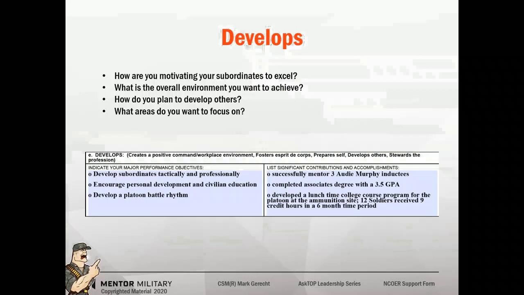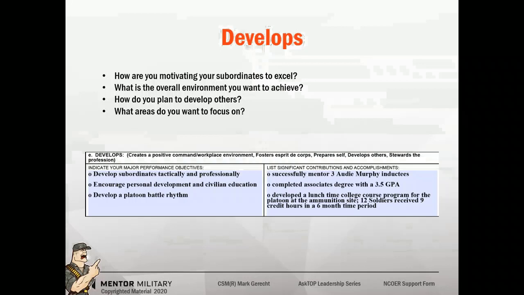So in my world, I wrote develop subordinates tactically and professionally, encourage personal development and civilian education, develop a platoon battle rhythm. Okay, so we successfully mentored 3 Audie Murphy inductees, completed associate's degree with 3.5 GPA, developed a lunchtime college course program for the platoon at the ammunition site. 12 soldiers received 9 credit hours in a 6-month period.